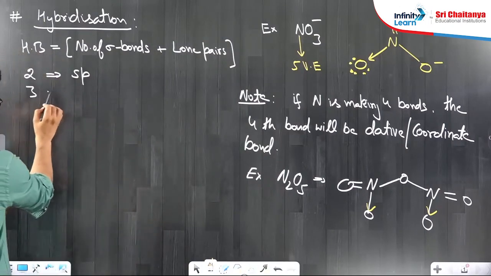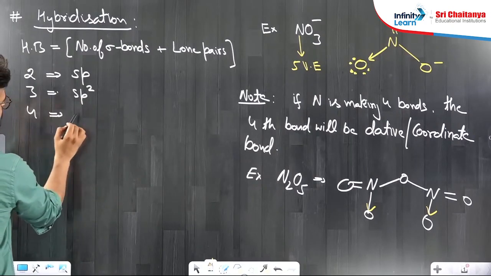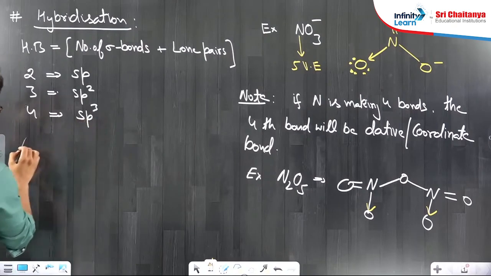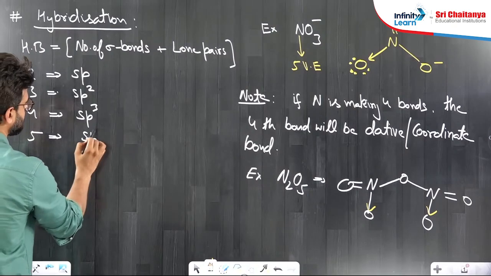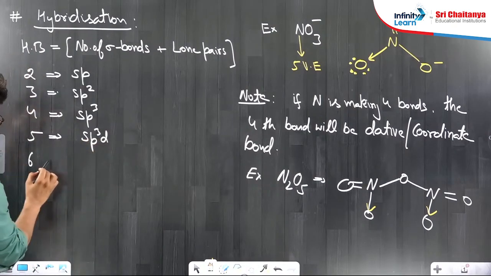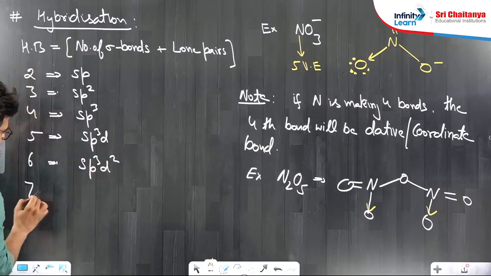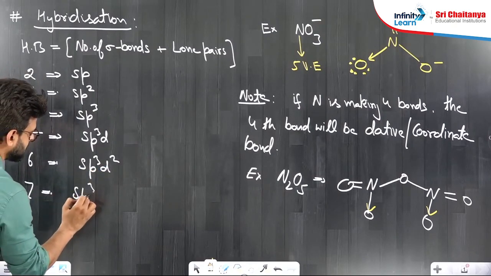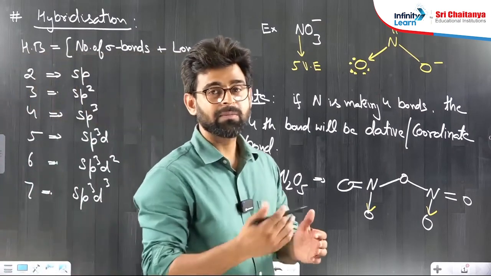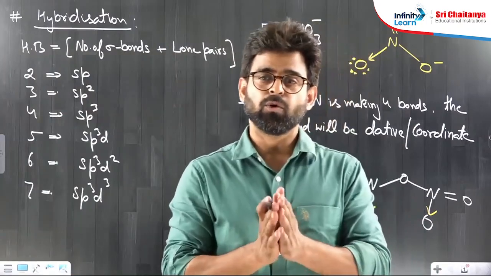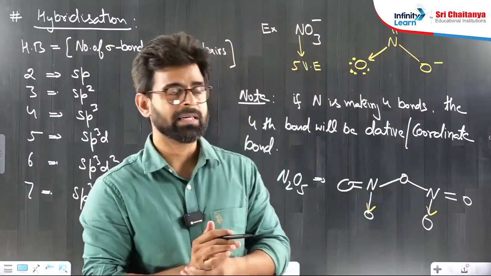If this sum is coming 3, you will say that element is sp2 hybridized. If this sum is coming 4, you will see that element is sp3 hybridized. If it is 5, that will be sp3d hybridized, and if it is 6, it is sp3d2 hybridized. If it is 7, then it is sp3d3 hybridized. So just by counting the number of sigma bonds plus lone pair formed by that atom, you can tell its hybridization in any structure, right?